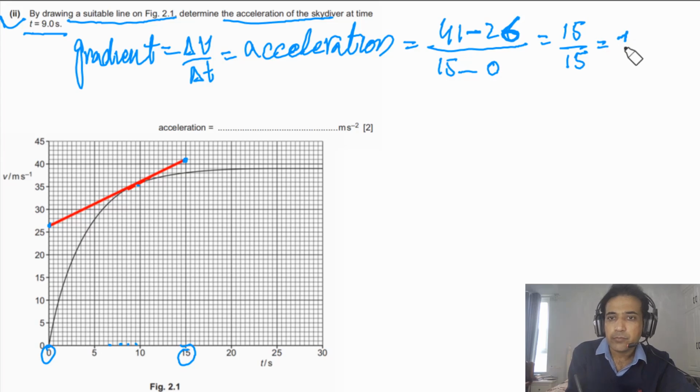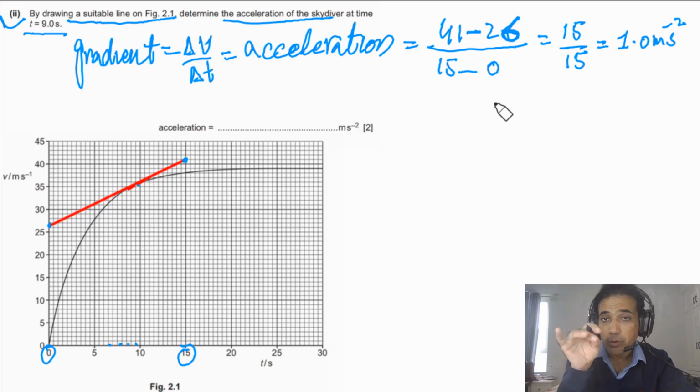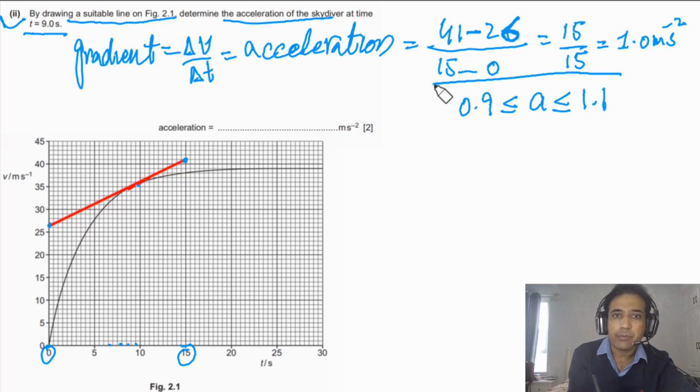In this case the value of acceleration is 1.0 meters per second squared because the data has 2 SF, so the answer should have 2 SF. You cannot write 1 meter per second. That is not right. Your answer may not be exactly 1.0 meter per second, but an answer in this range is acceptable. If your answer is in this range, you will get 2 marks.